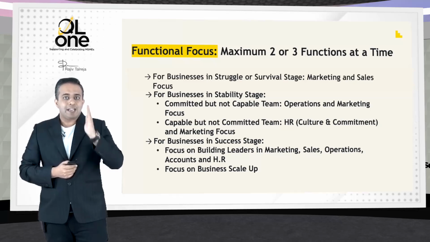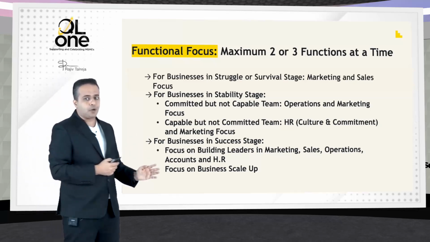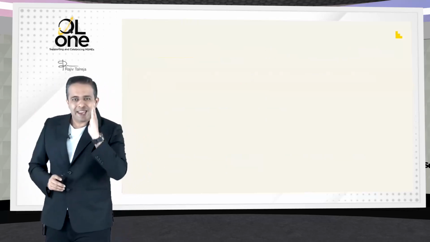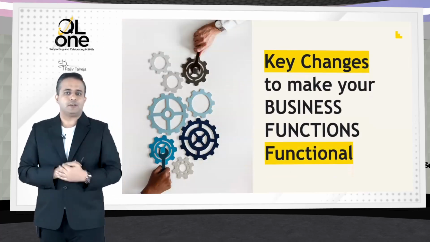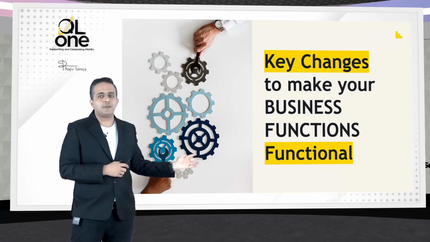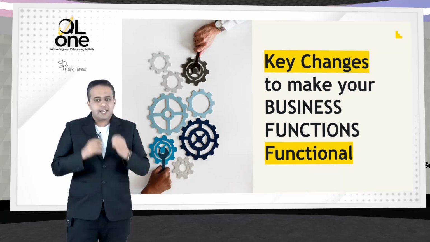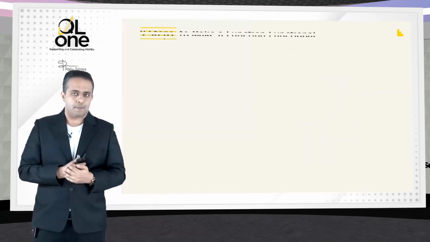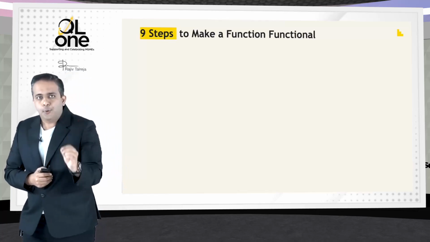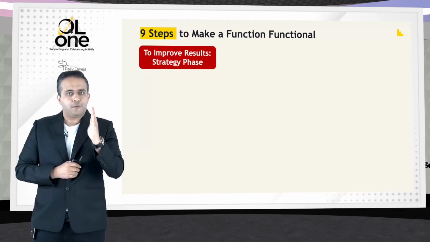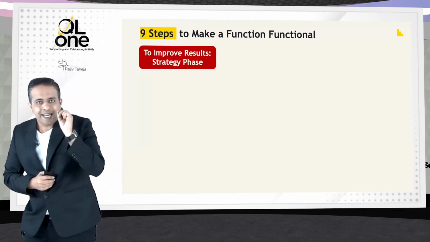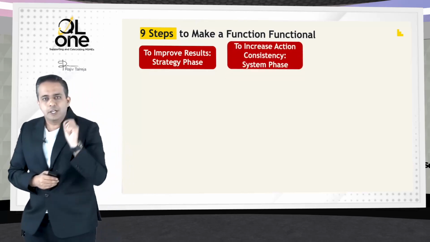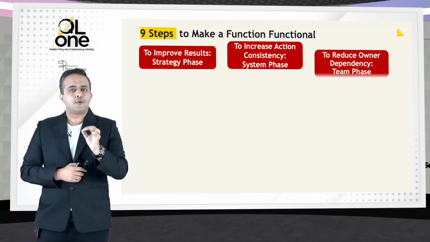So, before I give you the implementation steps of this module, let me also give you a guideline of key changes to make every single function functional. These are the changes you need to make in different business functions to make them functional. Essentially, there are 9 steps for you to make a function functional in your business. To improve the results and efficiency, you need to focus on strategy. To increase the action consistency, you need to focus on systems. And to reduce the owner dependency, you need to focus on teams.